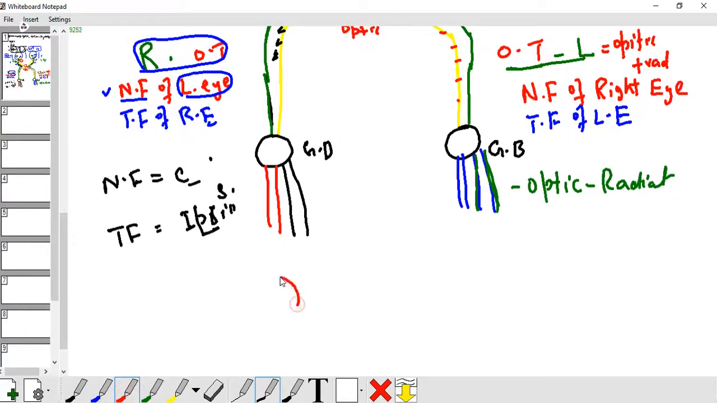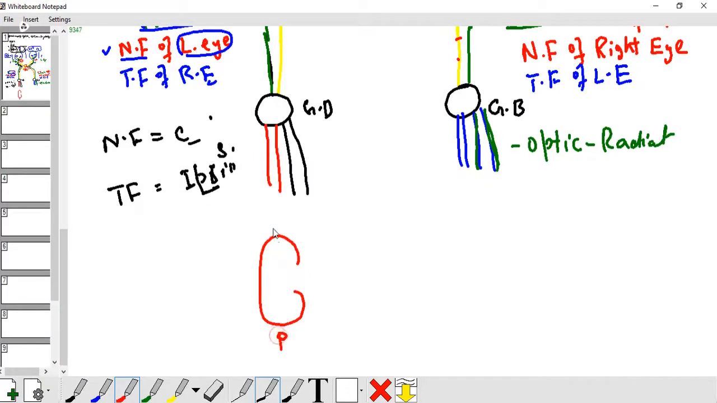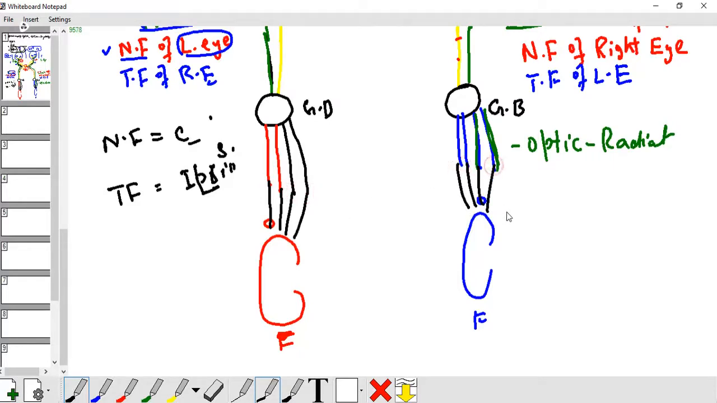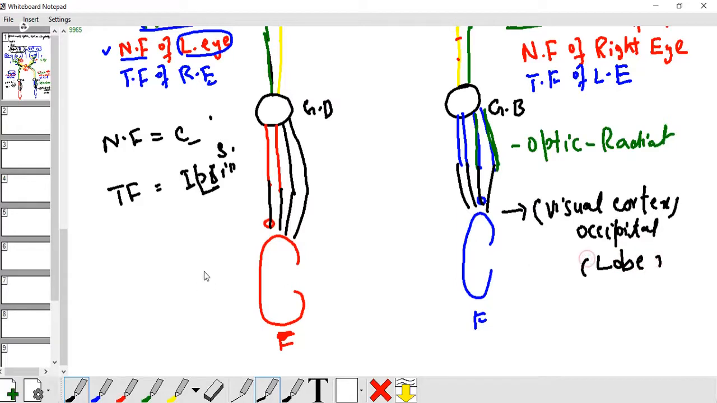This optic radiation goes to the occipital part of the brain. This is the frontal part of the brain, and this is the occipital part. So opposite, always opposite. Now these radiations enter the occipital cortex, and the occipital cortex is your visual cortex for vision. The visual cortex is present over the occipital lobe of the brain.